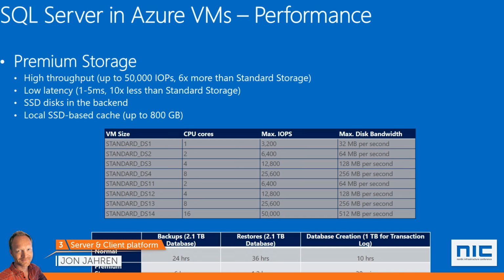So typically, for the largest VM sizes, you will get something up to 512 megabytes per second for 64K sequential reads, which is typically what you have in a clustered index scan, for example.